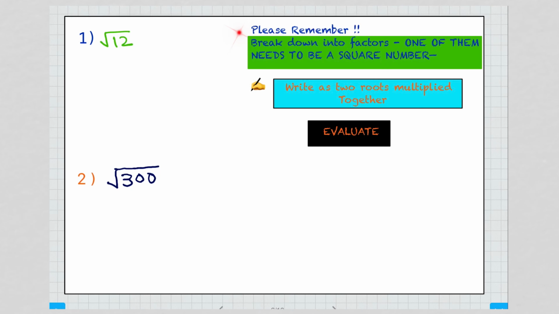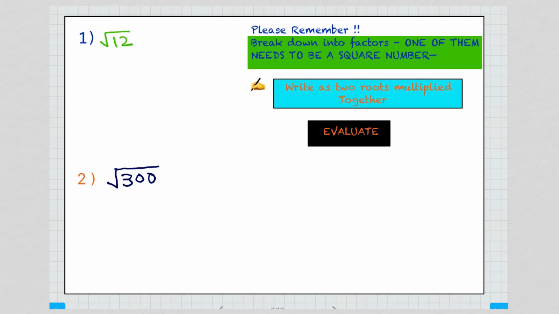Please remember to break down into factors. One of them needs to be a square number. Then write as 2 roots multiplied together and then evaluate. These are the 3 steps you need to do when you are simplifying surds, or multiplying them or dividing them. Please always remember these steps.